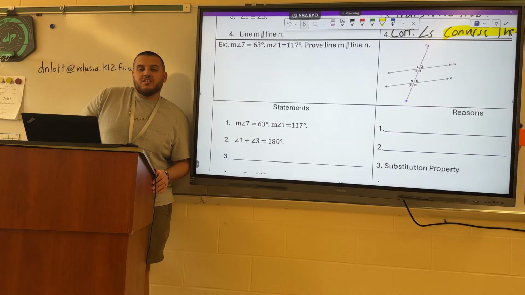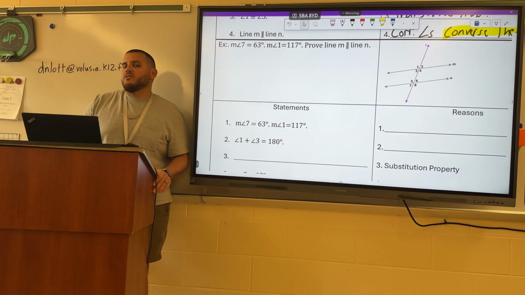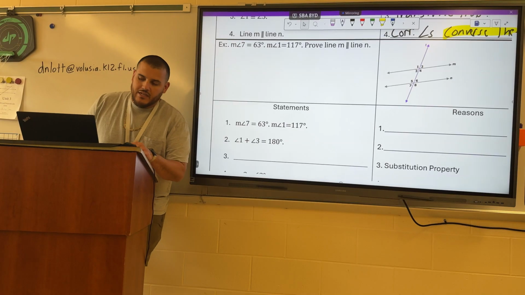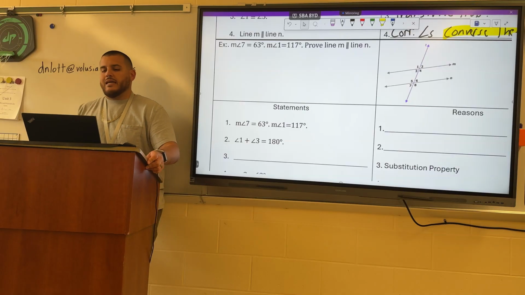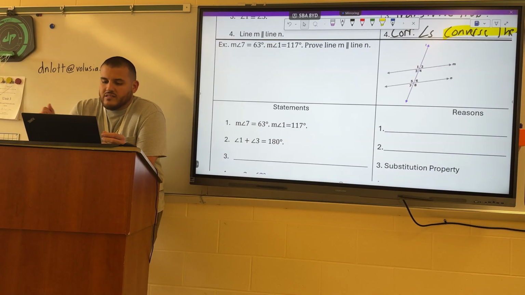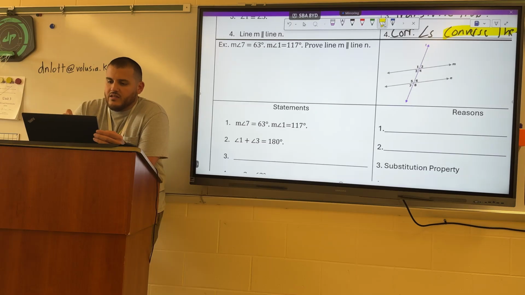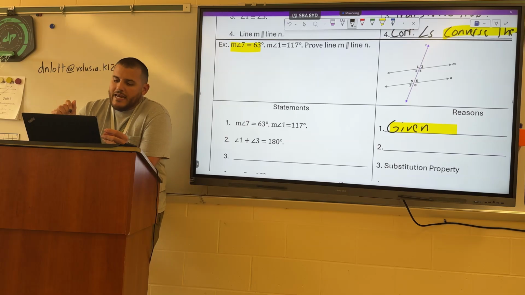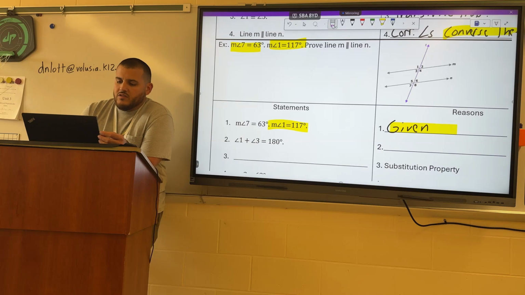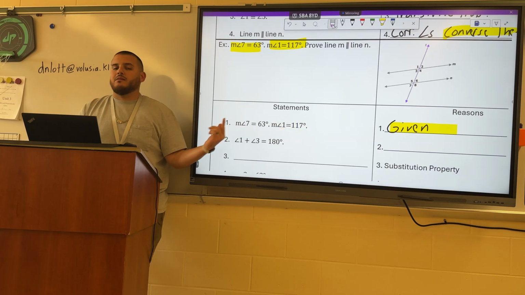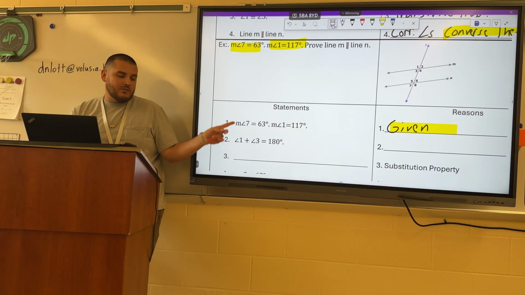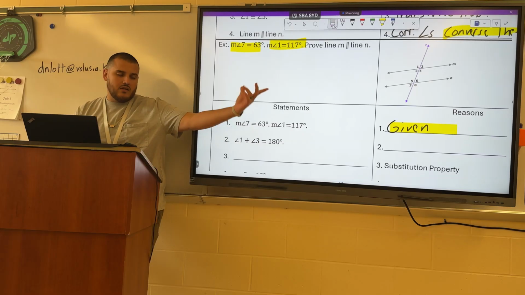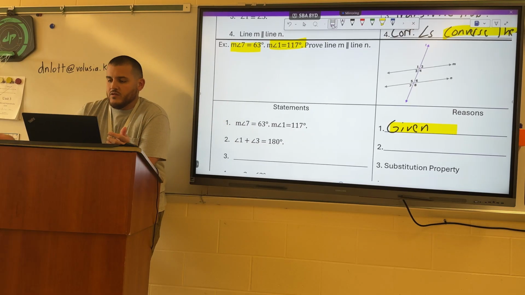For this proof, we're actually given degree measures for 2 angles, and we're going to be using those to prove that line M is parallel to line N. So we know that angle 7 is 63 degrees. Again, this is true because it was given to us. We know that angle 1 is 117 degrees. Again, it's true because it was given to us. You notice here that those are kind of combined in the same statement. Sometimes that happens, sometimes they split it into the first 2 statements. This time, it's only one of them here that's given to us.